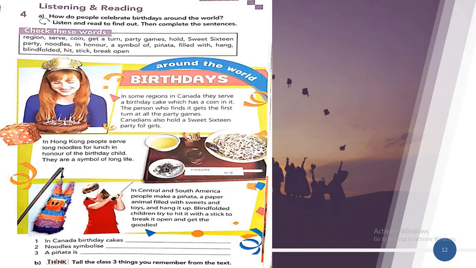So, let's try to answer questions 1, 2, and 3. In Canada, birthday cakes what? Noodle symbols is, and third, a pinata is what? Try to answer the questions. You need to read the dialogues again and again to find the answers. And let me give you the answers.